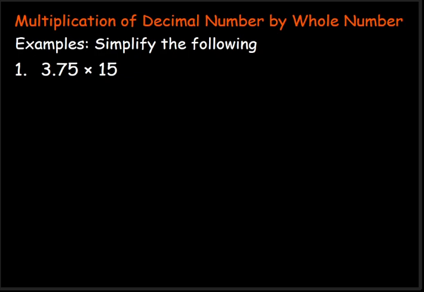So we'll be taking multiplication of decimal numbers by whole numbers, and then we'll also take multiplication of decimal numbers by decimal numbers. So let's start with multiplying by whole numbers. Okay, example number one, simplify 3.75 times 15. So what would that give us?